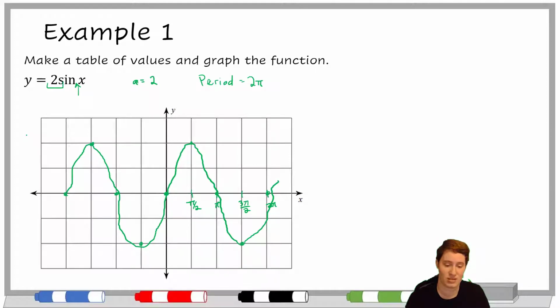If you compare this to what y equals sine x looked like, the only difference is that it is stretched vertically so that it goes up to 2 and down to -2 instead of up to 1 and down to -1. You can graph this on your calculator and have that help you. You just type in y equals 2 sine x, and it should graph something that looks like this.